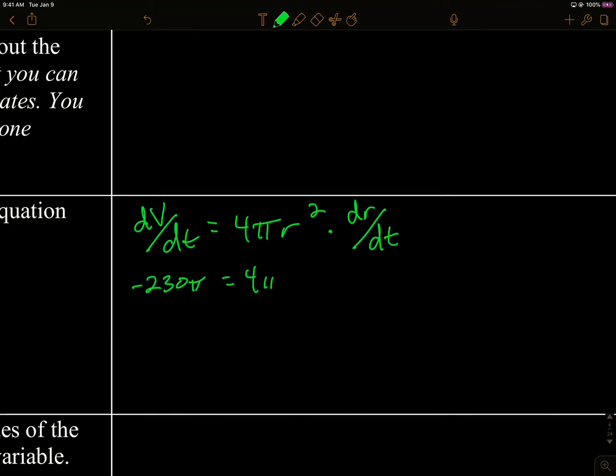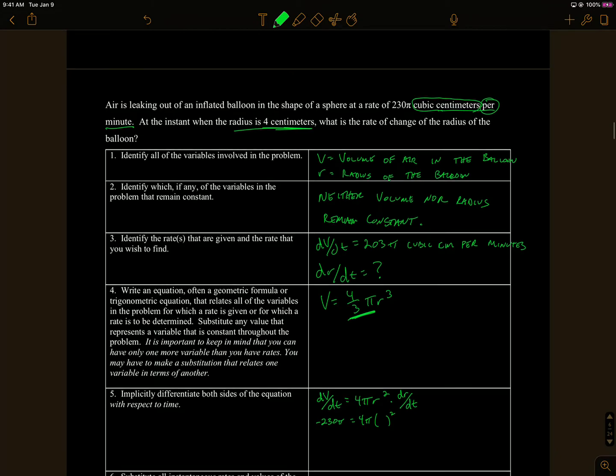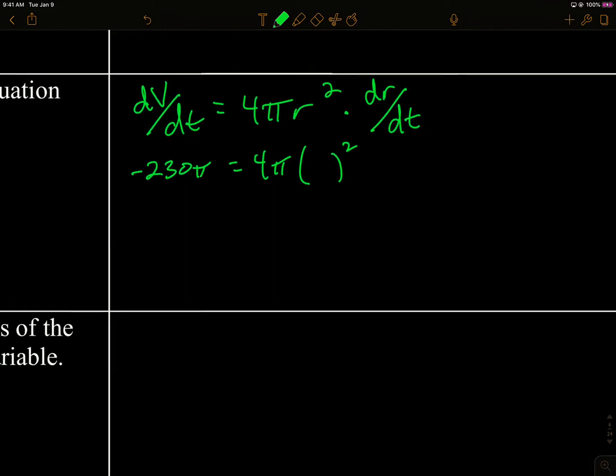And we know that they're saying we're going to freeze it in time when the radius is 4 centimeters. So we're going to plug that in for r, and we're trying to solve for dr/dt. So now this becomes a basic algebra problem. We're going to solve for the unknown dr/dt, and that will represent our rate of change of the radius at that time.